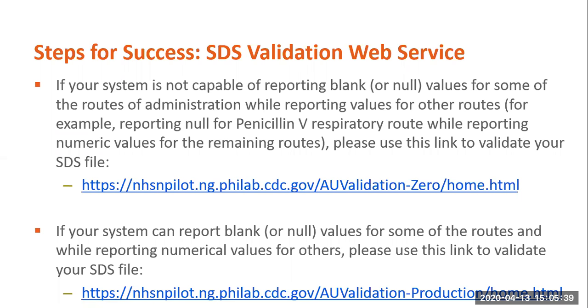So just to recap, you only need to submit and test against one of these URLs, not both. It depends on your specific situation as described on this slide. The NHSN team does need to know which URL you use for testing, as you will see when I explain it on the next slide. We will be updating the AUSDS instructions in the downloadable file in the near future to include this information. But in the interim, if you have any questions, please do not hesitate to contact us. Next slide, please.